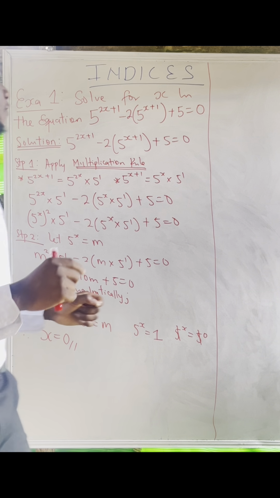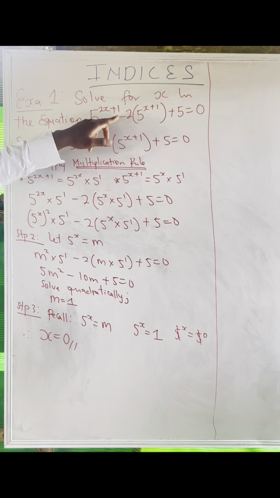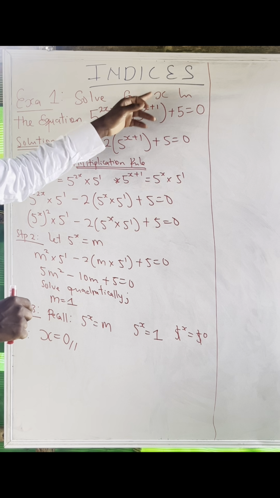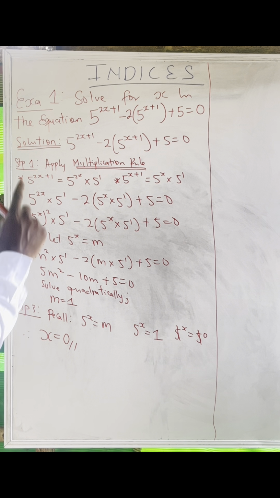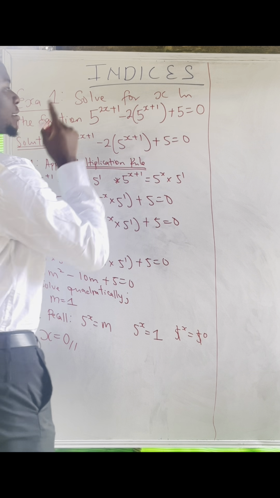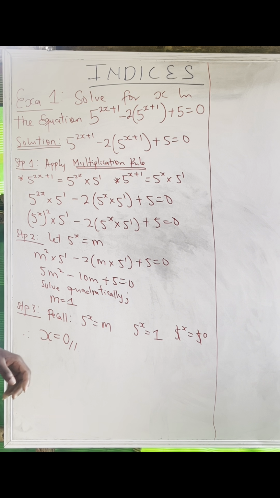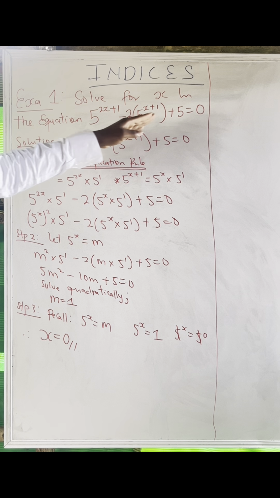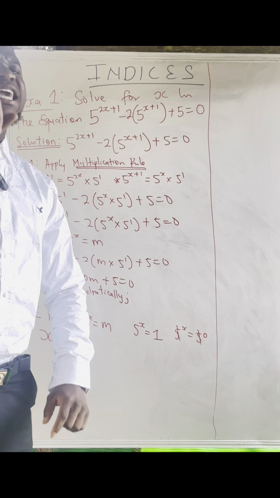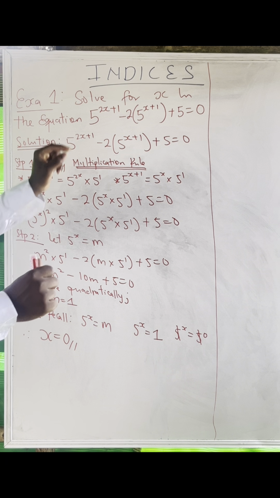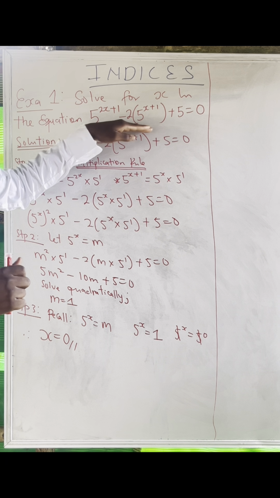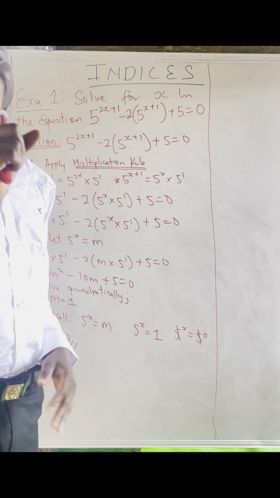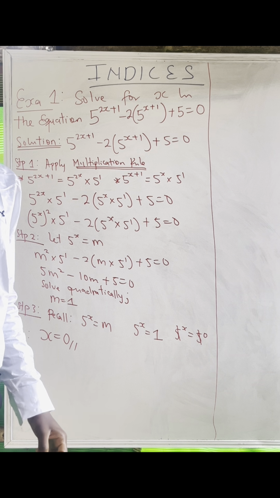So since I have this equation, 5 raised to power 2x plus 1, minus 2 times 5 raised to power x plus 1, plus 5 equals 0, and they said I should solve for x, what they asked me to do is look for a particular value of x such that if I substitute it here and add everything together, I get 0. But if I substitute any value for x here and add everything together and do not get 0 on the left hand side, that simply means that the value of x I used is wrong.